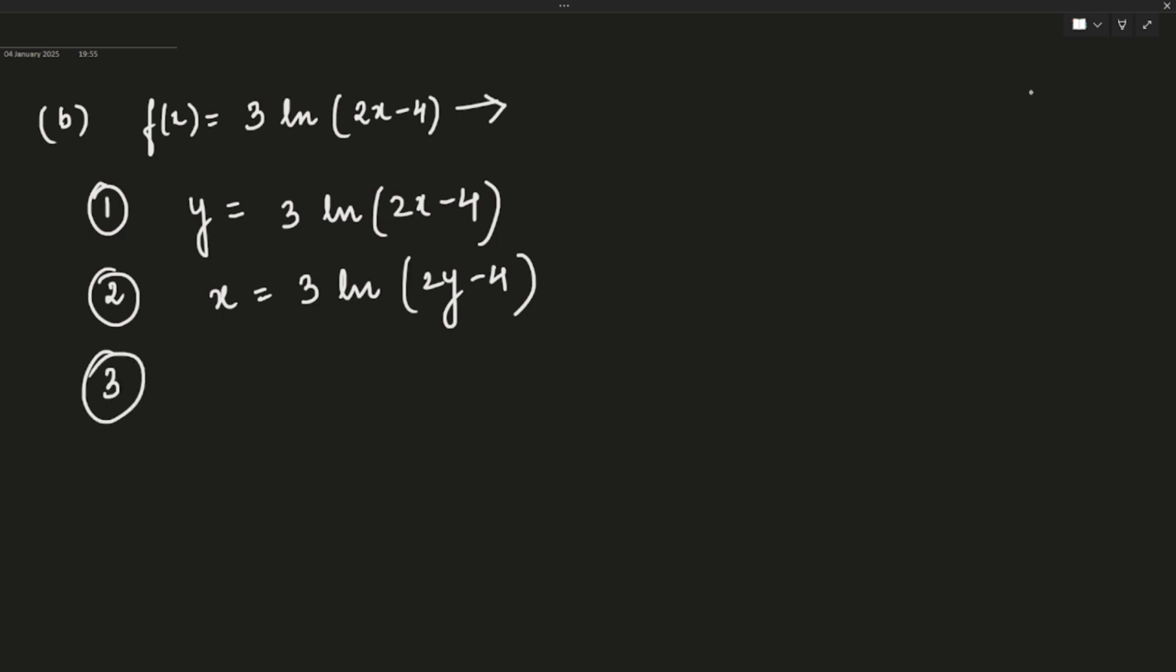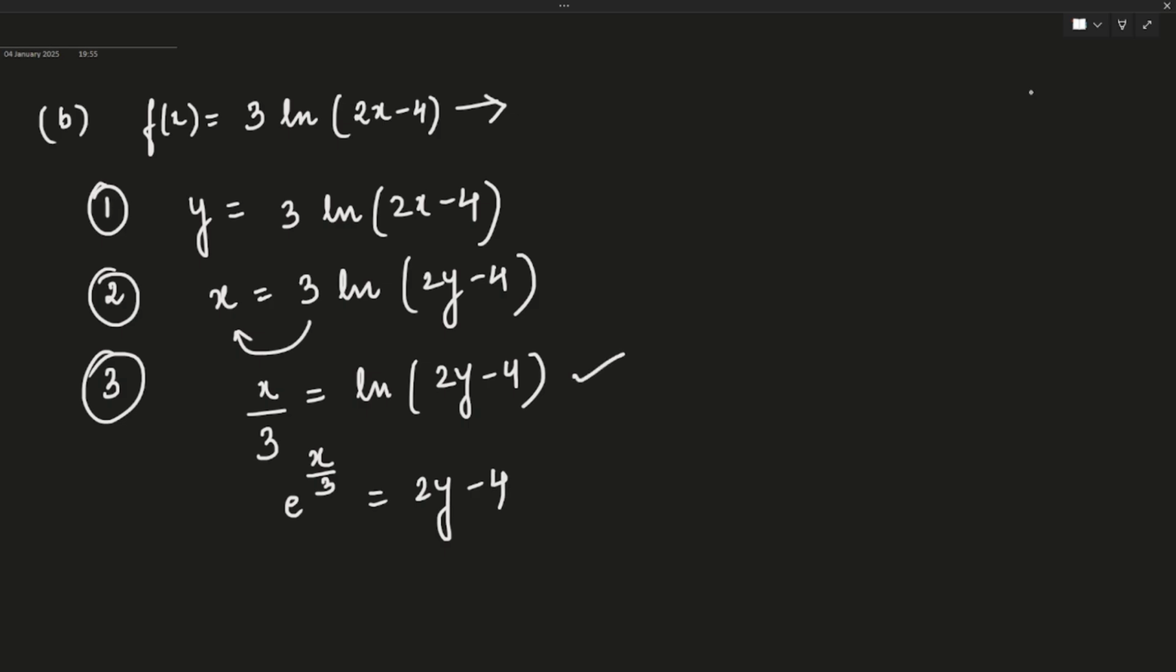And our third and final step is that we'll rearrange this equation to make y the subject. So first we'll shift the 3 here. So it will be x upon 3 is equal to ln of 2y minus 4. Now this expression can be written as e to the power x by 3 is equal to 2y minus 4. We know that ln is always to the base e, so we have just opened it and written it like this, to the base e.